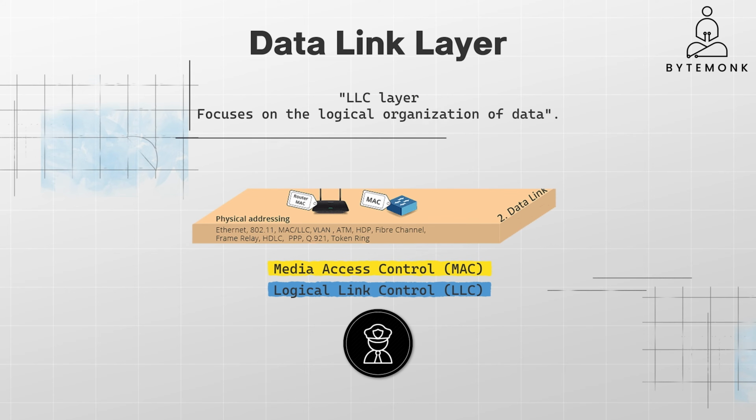The LLC layer sits above the MAC layer and focuses on the logical organization of data. It handles tasks like identifying different network protocols such as IP or IPv6. The LLC layer basically handles the organization and integrity of the data being transmitted over that medium.